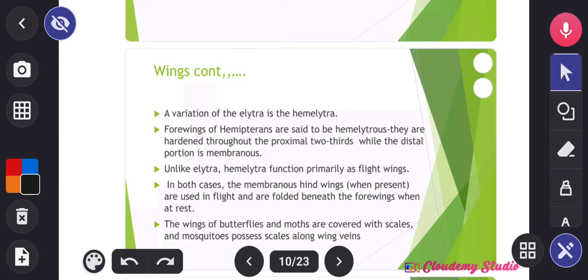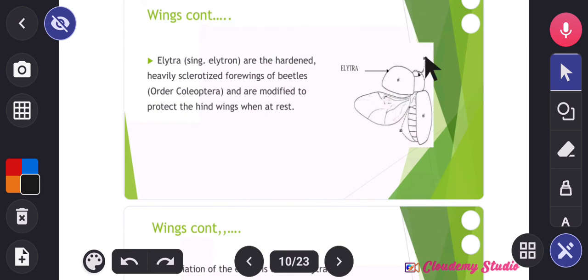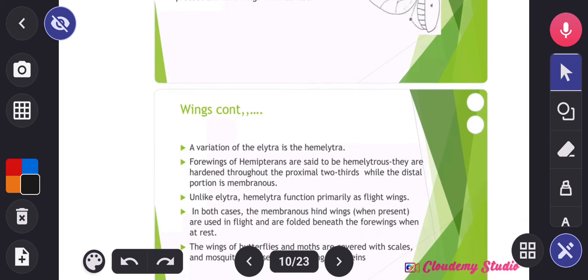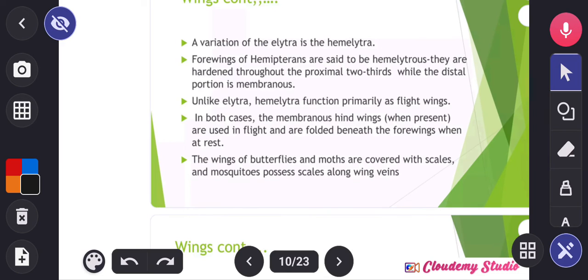Unlike elytra, hemelytra function primarily as flight wings, because the function of elytra is just to protect the hind wing. It does not function in flight. You understand? But hemelytra function primarily as a flight wing. But in both cases, the membranous hind wings, when present, are used in flight, and they are folded beneath the forewings when they are at rest. I think you should have seen something like that in beetles.